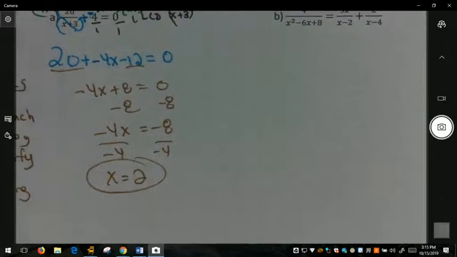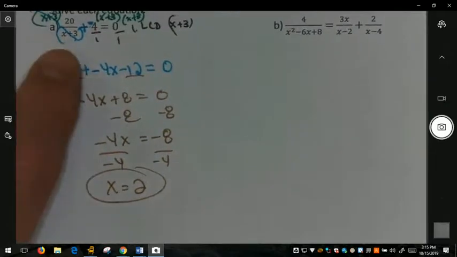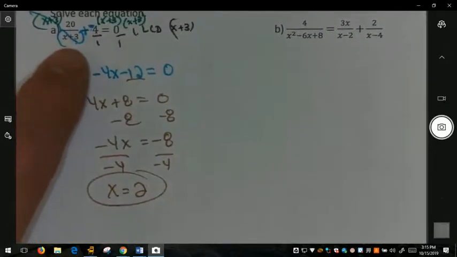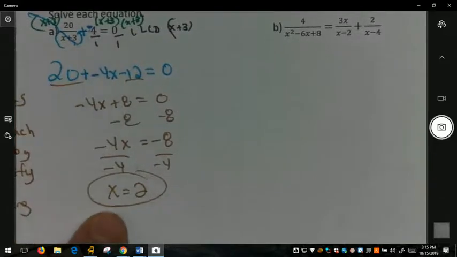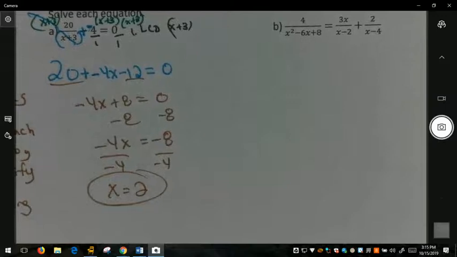Another thing I have to be careful to consider is the domain. For this equation, we cannot have a value of x equals negative 3. So had I gotten that as one of my solutions, it would definitely have been extraneous.